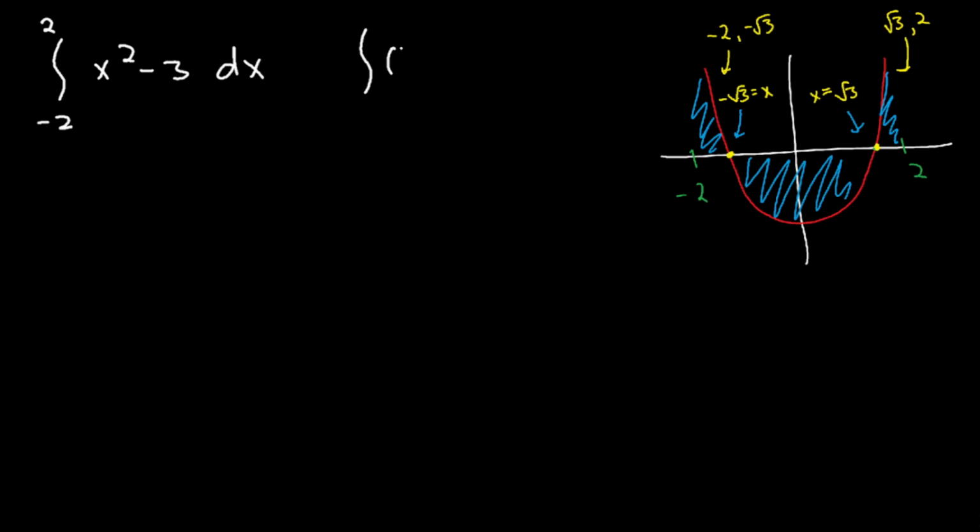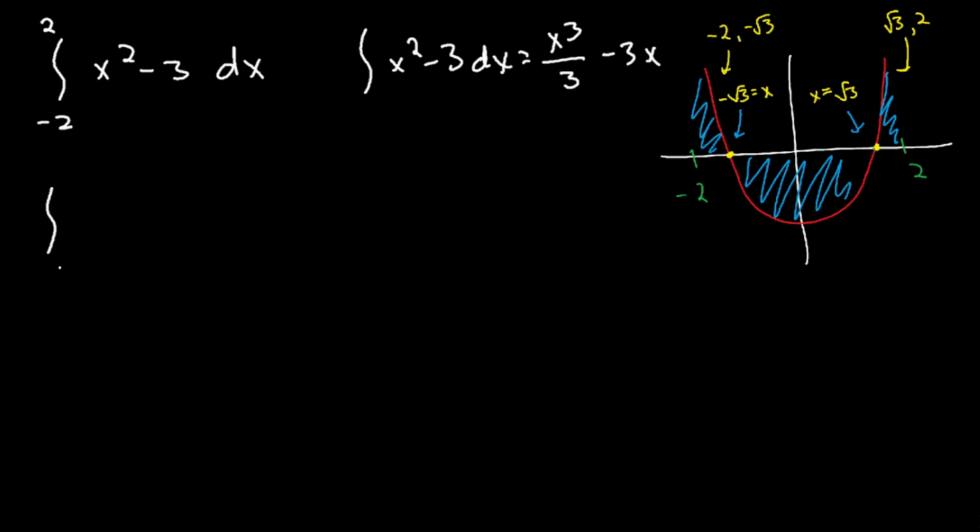So let's find the antiderivative of this first. The antiderivative is x to the power 3 over 3 minus 3x, using reverse power rule. So if we solve for this using three integrals, our first bound is -2 and negative square root of 3. And square root of 3 is one of the zeros of this function, one of the x values where the function intersects with the x-axis.